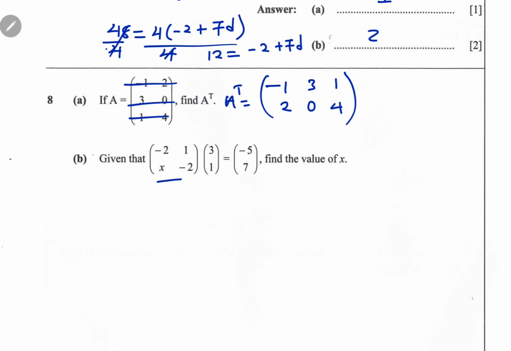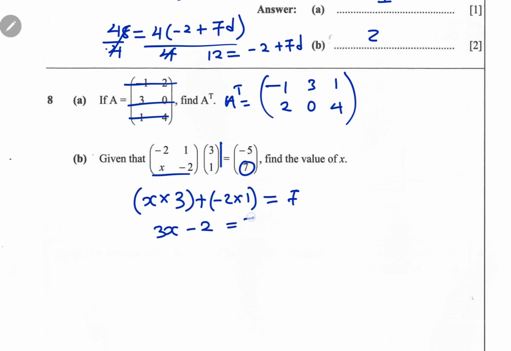Given that the multiple of these matrices, if you multiply them, this and that, it gives you this, find the value of x. So what do you do? You know that with matrices you multiply row by column, so row, column, add, then equal to that first part. So now here we are just going to target the one that has x and multiply with that, add, then equals 7. So you're going to say x multiplied by 3 plus negative 2 multiply 1, then equal to 7. So I have 3x minus 2 equal to 7.